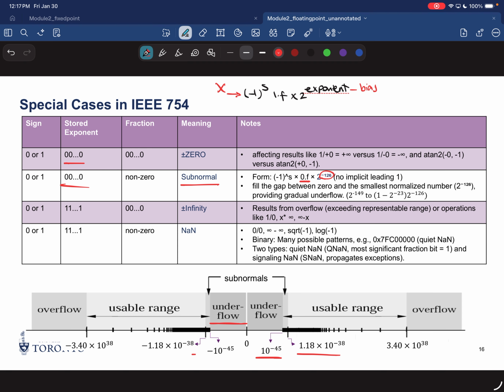Good. So whenever you see the exponent to be all 0 or all 1, you are not following this format anymore. It's a special case. It means it has a different meaning. Okay? Just be careful about that one.